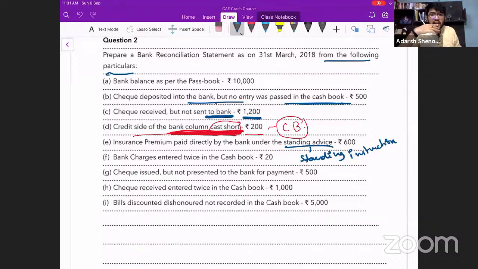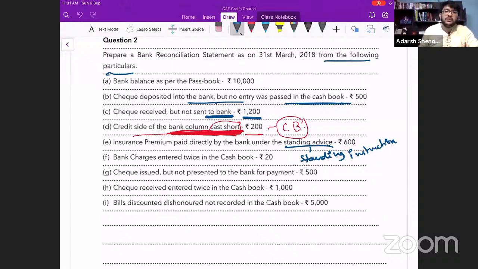Yes, he's given a standing instruction. He's told that you have to make that payment every month. Okay, bank charges entered twice in the cash book. Can you tell me which book has moved because of this? The cash book has moved because of this, right? Because you entered a bank charge 2 times. How many times do you have to record it? You have to record it only once, but he has recorded it 2 times.